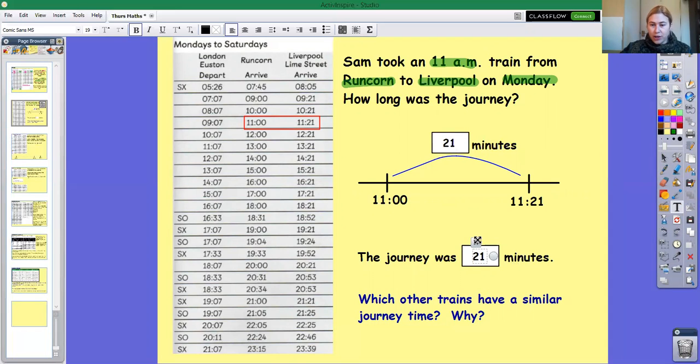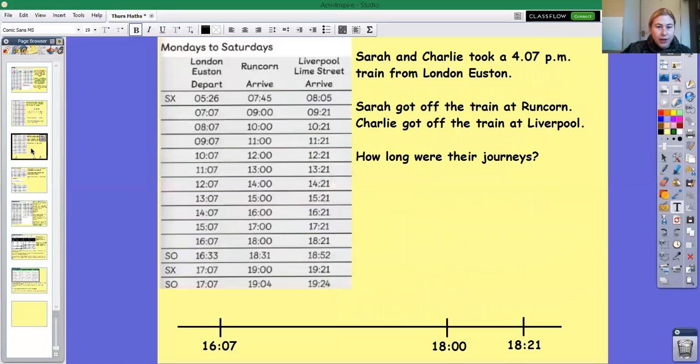So there's a question at the bottom there, and it says, which other trains have a similar journey time? And I'm sure that you have looked at that and figured out that actually all of the trains that go from Runcorn to Liverpool Street have that similar journey time. And it's because it's the same journey, isn't it, each time? So, you know, if we look at the one below, the one departing at 12 o'clock arrives at 12:21. Okay, let's move on to the next question.